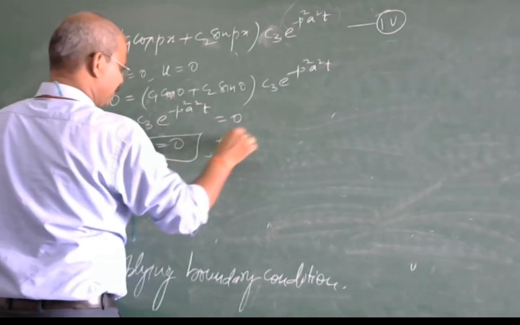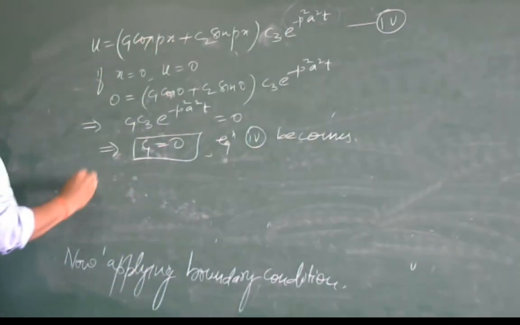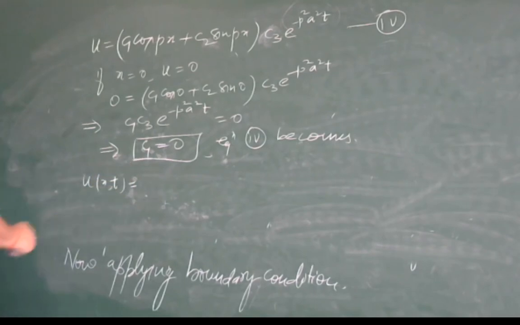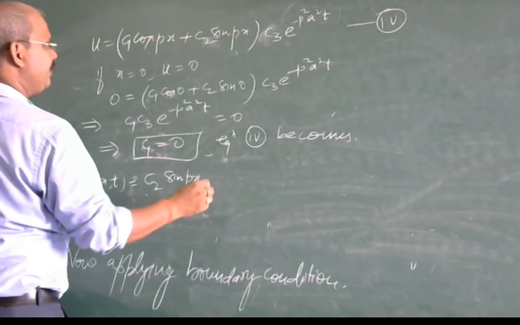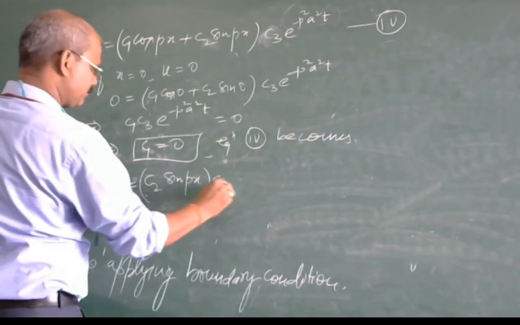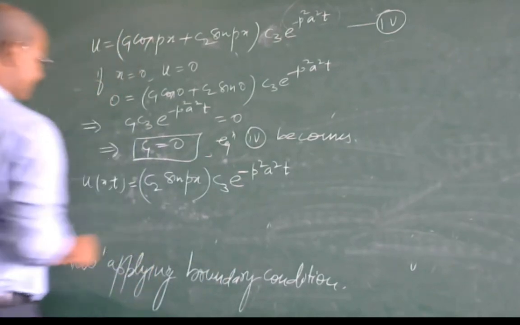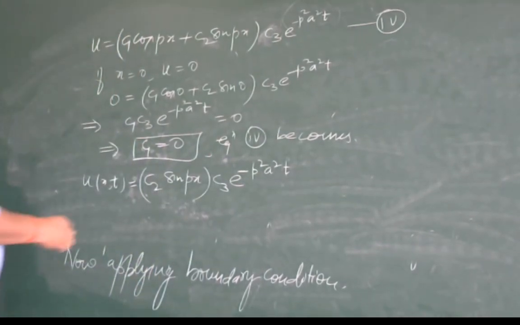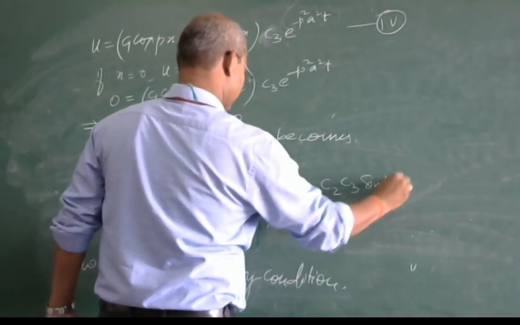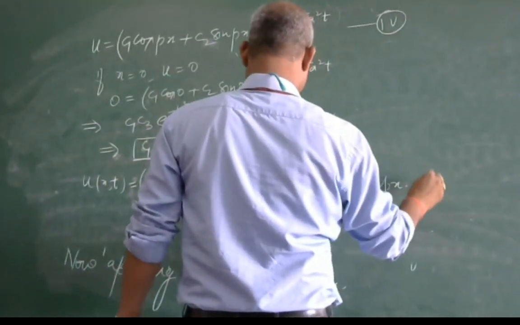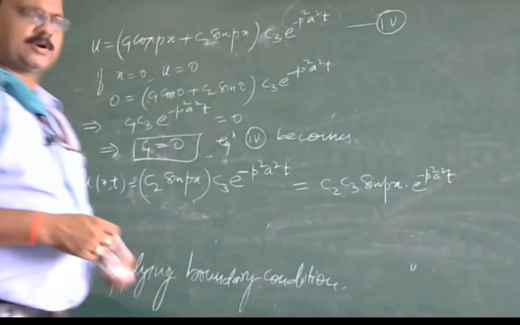Now equation 4 becomes u x t equal to C2 sin Px C3 e to the power minus P squared a square T. Now this can be C2 C3 sin Px e to the power minus P square a square T.